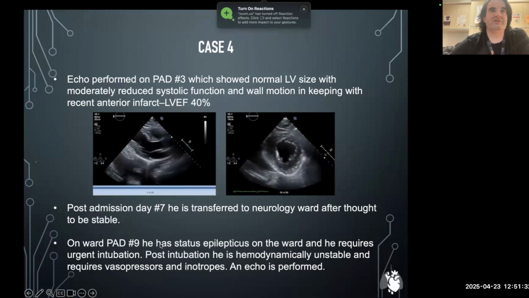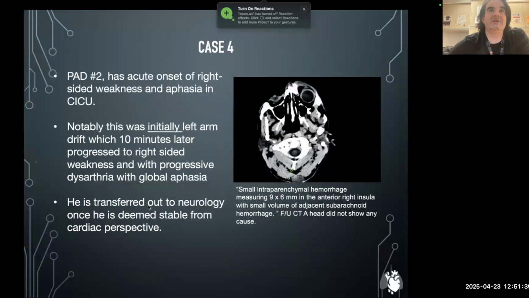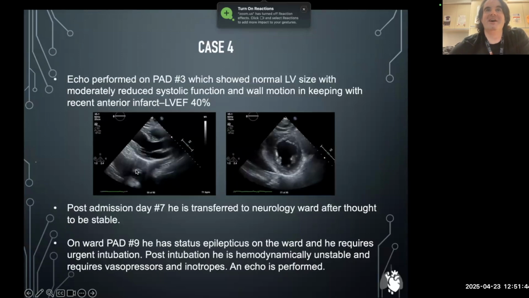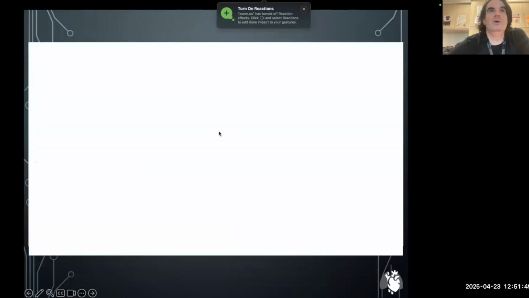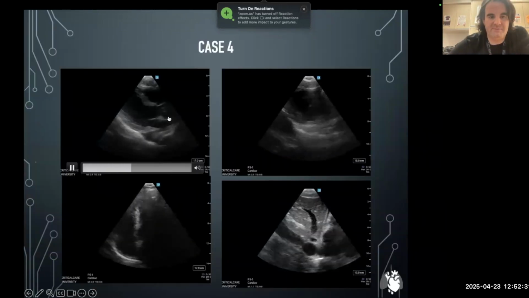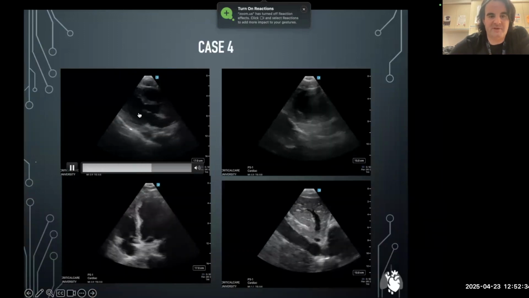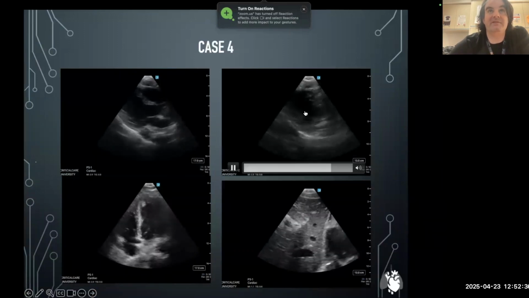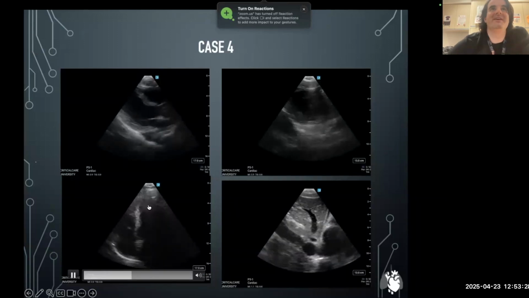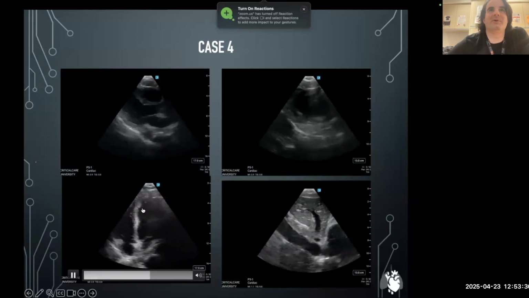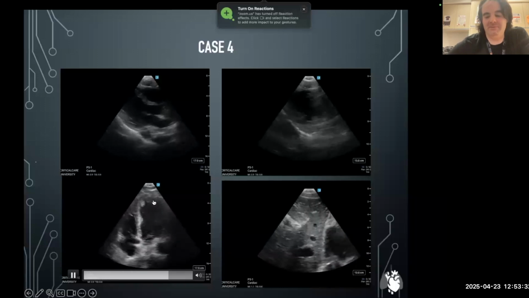Is this just in the setting of stroke? Although, I must admit, when I went back through the records and read this strange story about left arm drift, which progressed to right-sided weakness, I thought to myself, something here doesn't fit. So again, we see this really dysfunctional LV on a parasternal long axis. That's the left ventricle. That's confirmed in other views, really not a well-functioning ventricle. So, when I heard the story, that was what my mind went to. And I just had some concerns.